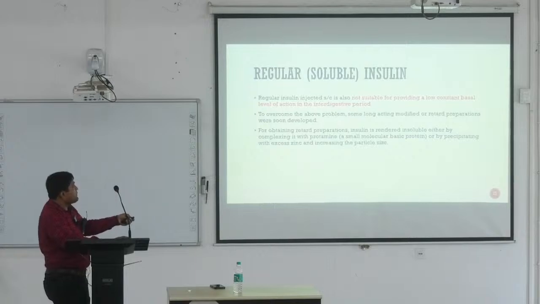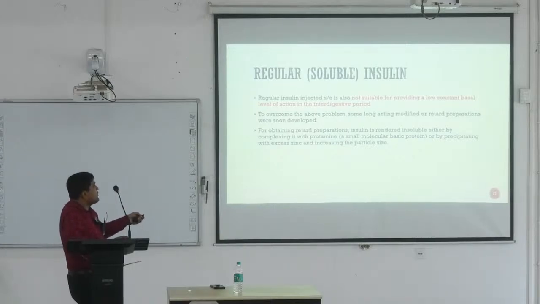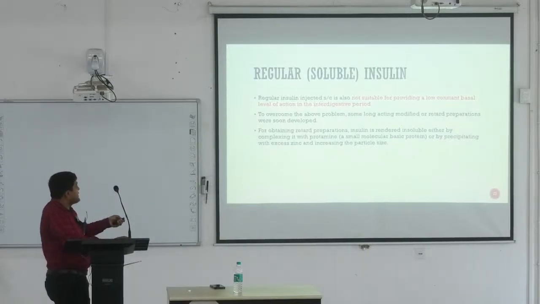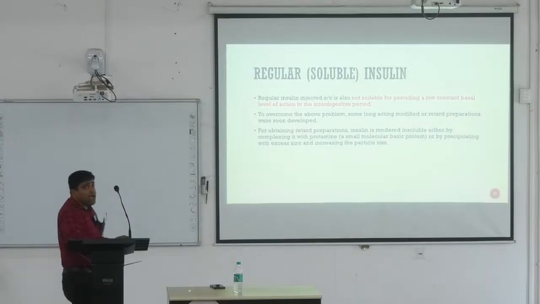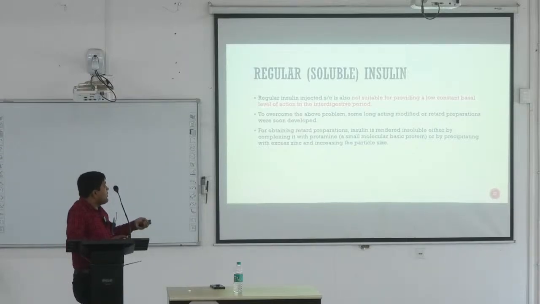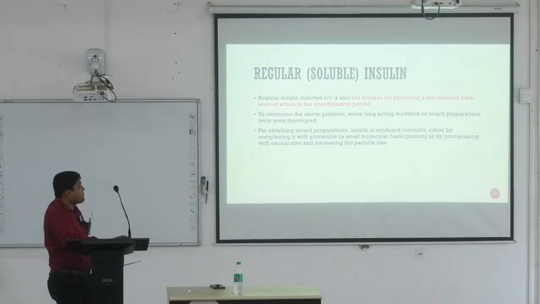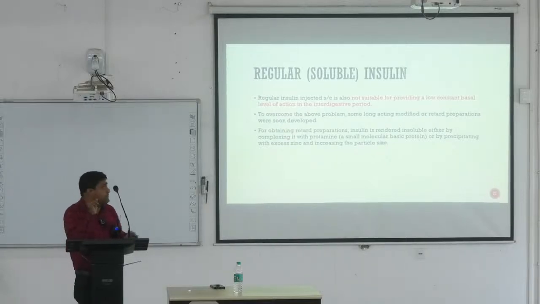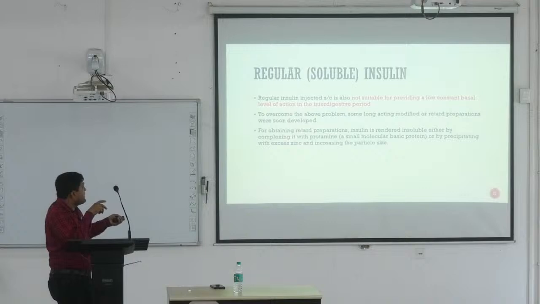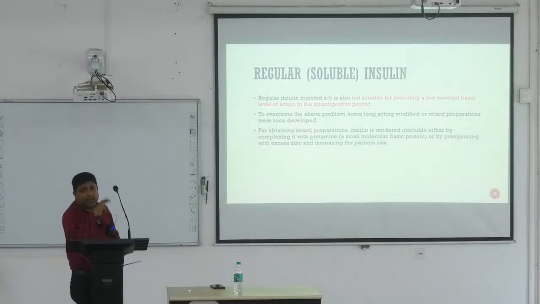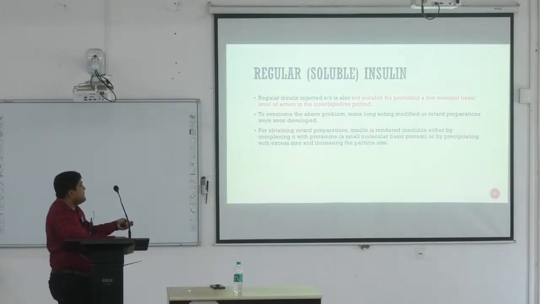Regular insulin is not suitable for providing a low constant basal level of action in the interdigestive period. To overcome the above problem, some long-acting modified or retarded preparations were developed to take care of fasting hyperglycemia. Now, for obtaining retarded preparations, two methods are taken up. Number one, by complexing the insulin with protamine, and number two, by using excess of zinc ion, causing precipitation of insulin and increasing the particle size.